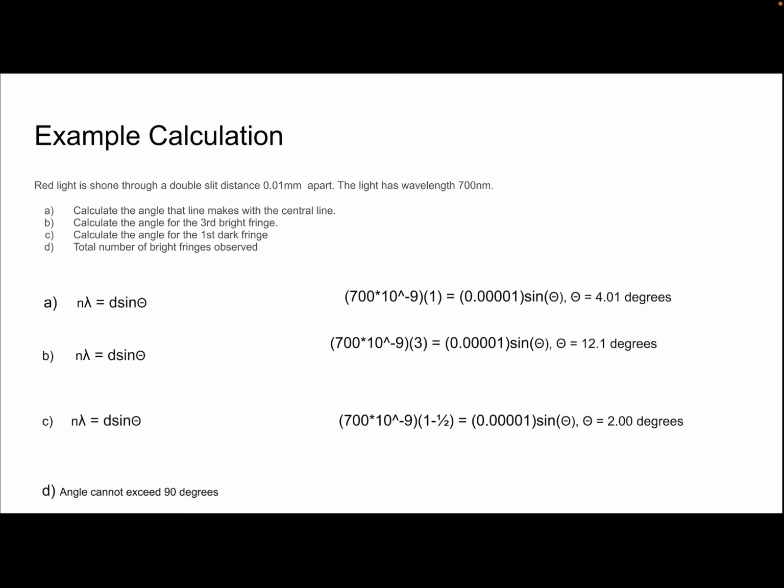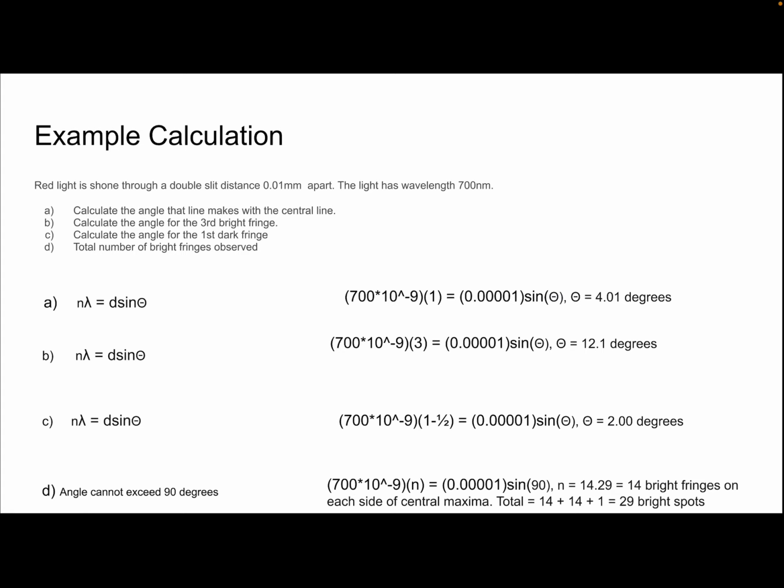So we're going to substitute theta equals 90 and find the n value. Once we get the n value, we have to round it down to the nearest lowest integer to find the highest order line that can be observed. We substitute our numbers in, except this time we don't know what n is, and we substitute theta equals 90. If we make n the subject, we'll find that n equals 14.29. So what is n equals 14.29 representing? It means there are 14 bright fringes on each side of the central maxima.